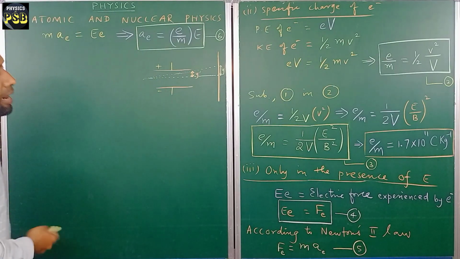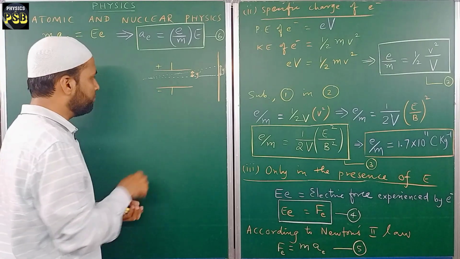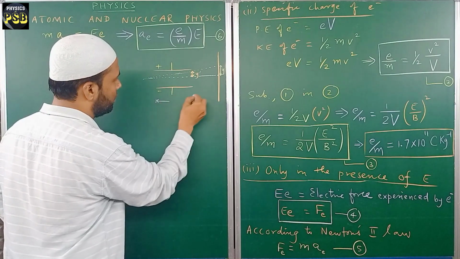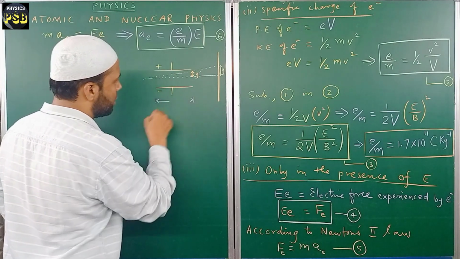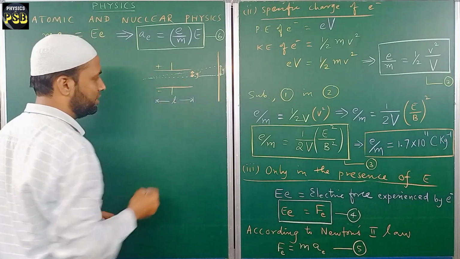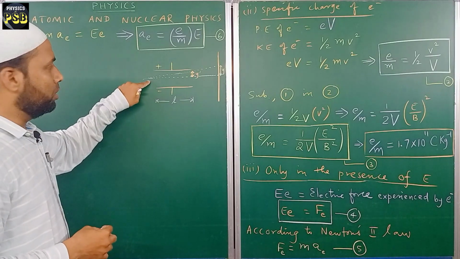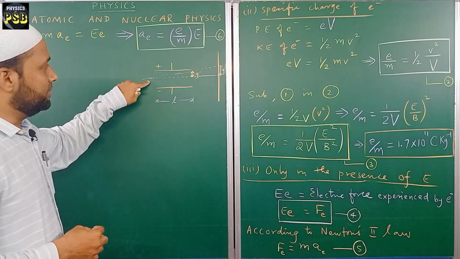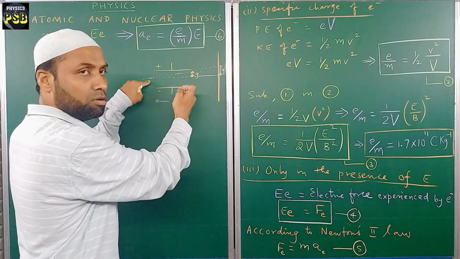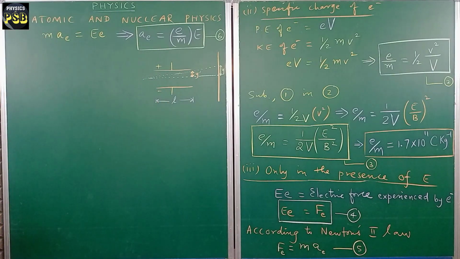Right. And the next thing that I forgot to mention, I should have mentioned this at the beginning. Here, the length of this metal sheet is nothing but L. So the cathode ray travels a distance of L through the electric field. Okay, this is what it means.